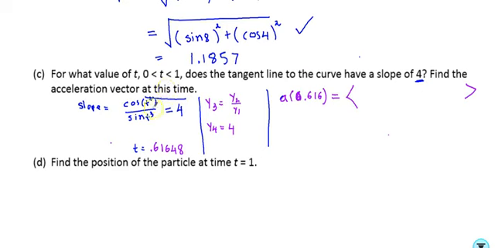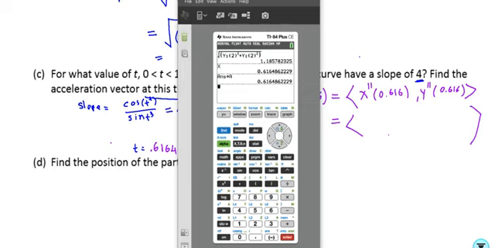Let's take a look at this calculator again. You are going to find x double prime of 0.616 and y double prime of 0.616. This is just the setup. You need to get the answer. So let's take a look at the calculator again. Okay, so remember, here you have to find the derivative. So math 8, d/dx. Here you need y1. That's your first one. At alpha A. This is the x coordinate of the acceleration vector.